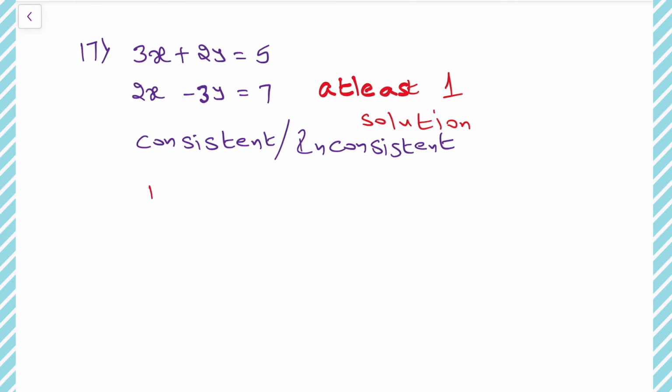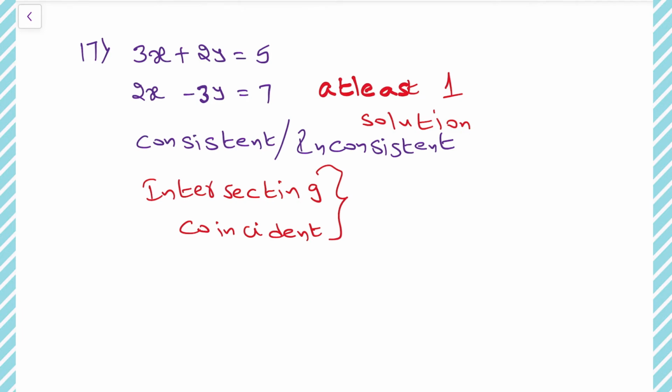So which lines are having at least one solution? It may be intersecting lines or coincident lines. These two kinds of lines have at least one solution. So these two are considered as consistent pairs. In case the lines are parallel lines, then those are inconsistent. So how will we check whether they are intersecting, coincident, or parallel lines? That is by the ratios A1 by A2, B1 by B2, C1 by C2. These ratios we need to compare.